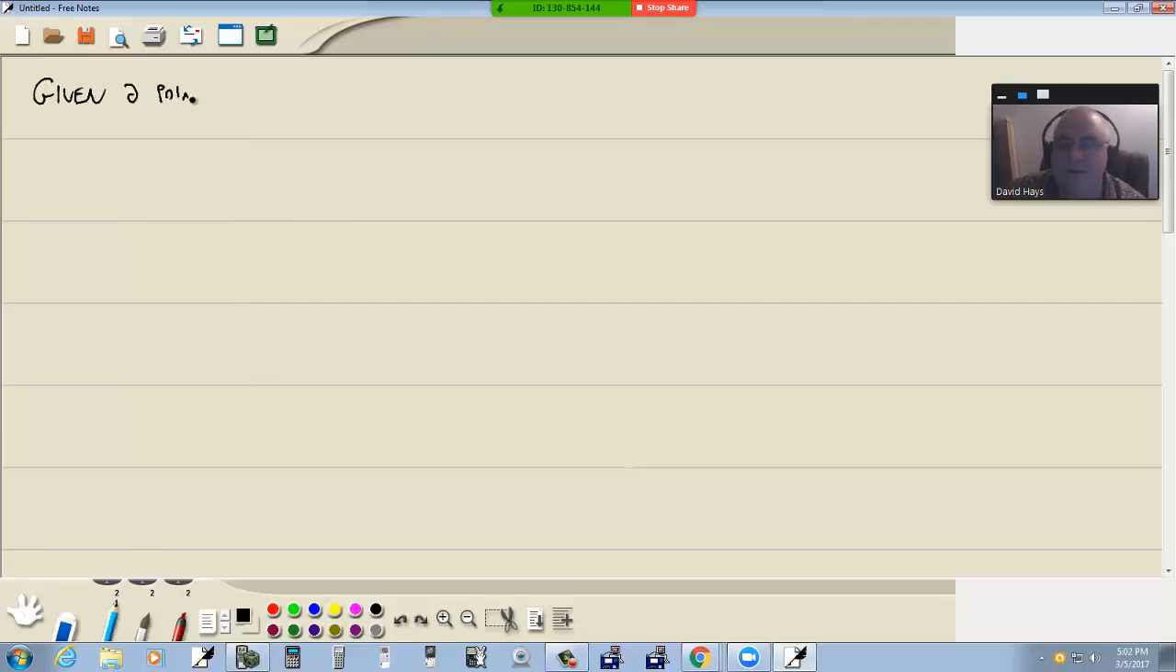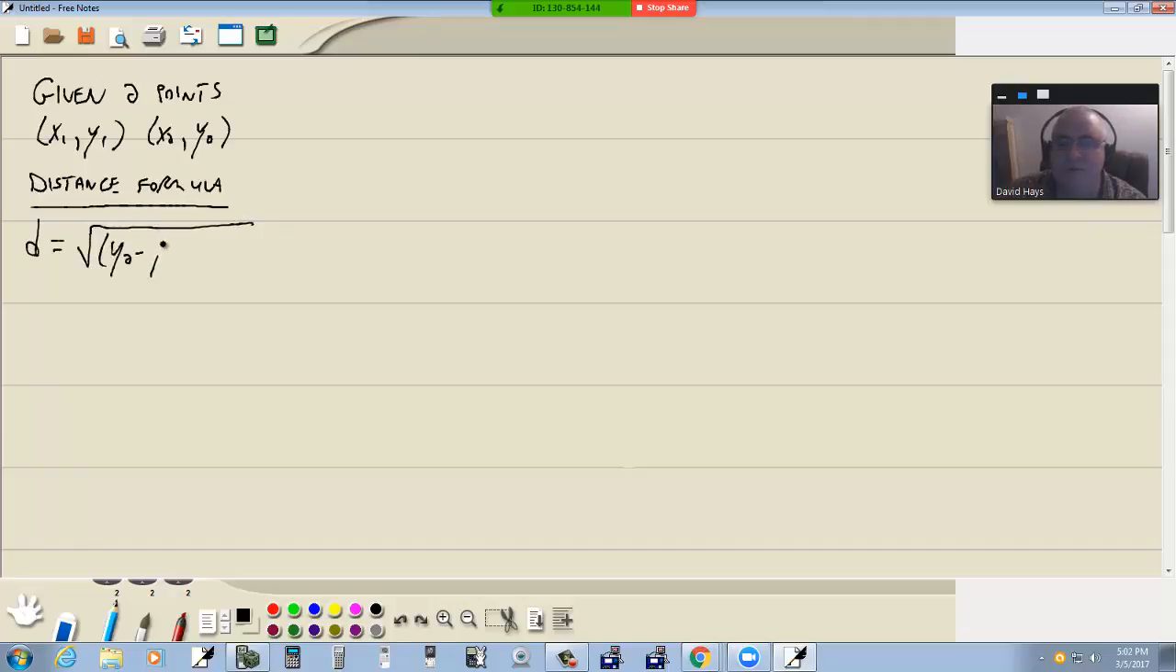Given 2 points, x1, y1, and x2, y2, then your distance formula is going to be d is equal to the square root of y2 minus y1 squared plus x2 minus x1 squared. For example, if I got 2 points, -3, -1, and 2, -7, and the question was to find the distance between these 2 points.